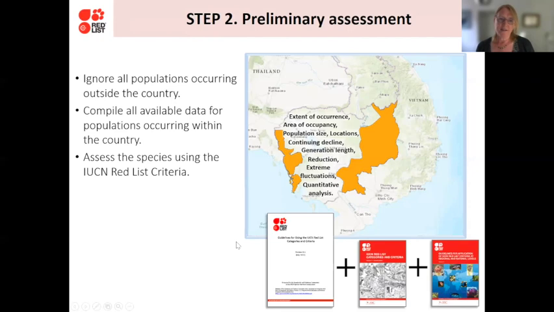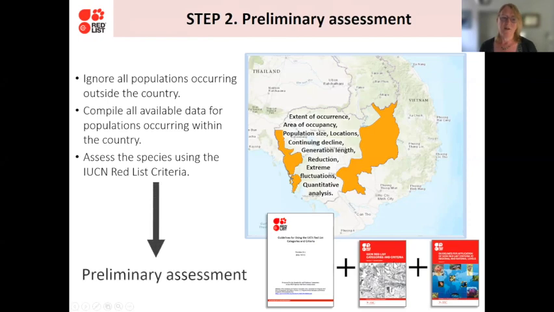So you've got all your data, and now you can assess the species using the IUCN Red List criteria and the regional guidelines, because remember, you've got those two extra categories, regionally extinct and not, well, you've already done not applicable, but regionally extinct you need to consider in your step 2 assessment. So ignoring everything outside of your country, you now have a preliminary assessment.